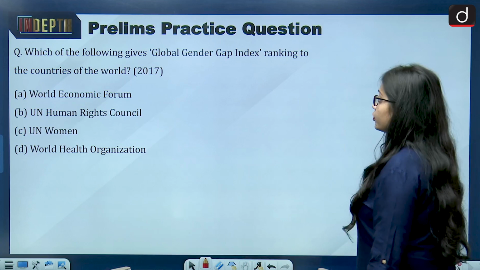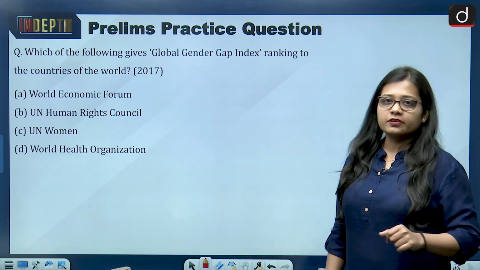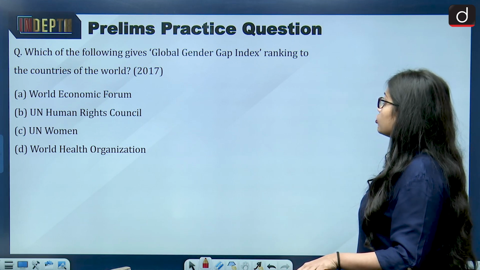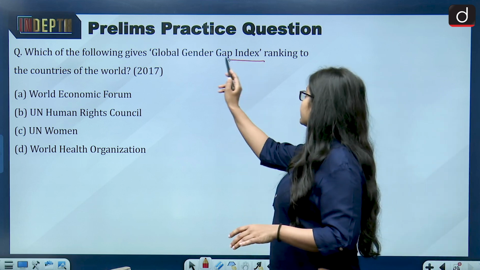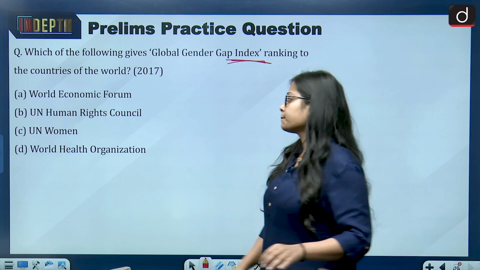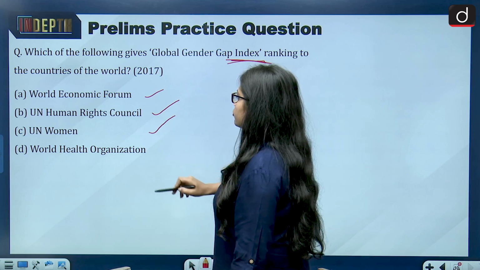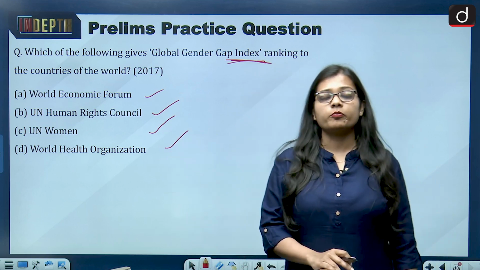Now in the end, a prelims practice question, and you need to tell me the answer in the comment section. Which of the following gives the global gender gap index ranking to the countries of the world? This is an index and it is a PYQ of the year 2017. World Economic Forum, UN Human Rights Council, UN Women, or World Health Organization. So give me the answer in the comment section.